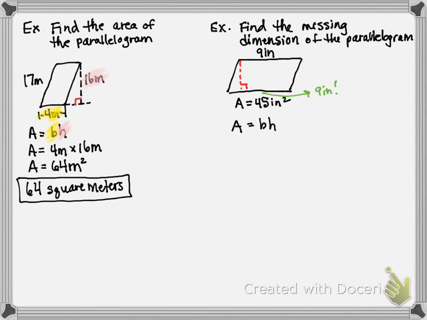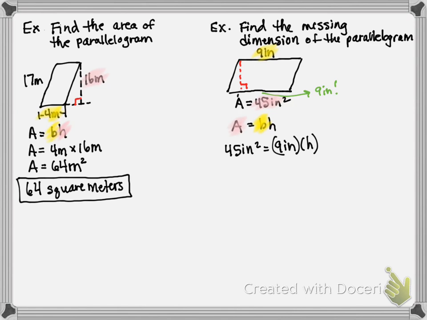Okay? So we're going to start with a formula. And we're going to kind of color in what we have. The 9 is going to be the base. But here comes the weird part. You ready for this? The area is 45 inches. Or square inches, excuse me. So, I substitute those numbers in their spots. 45 square inches equals 9 inches times the height.